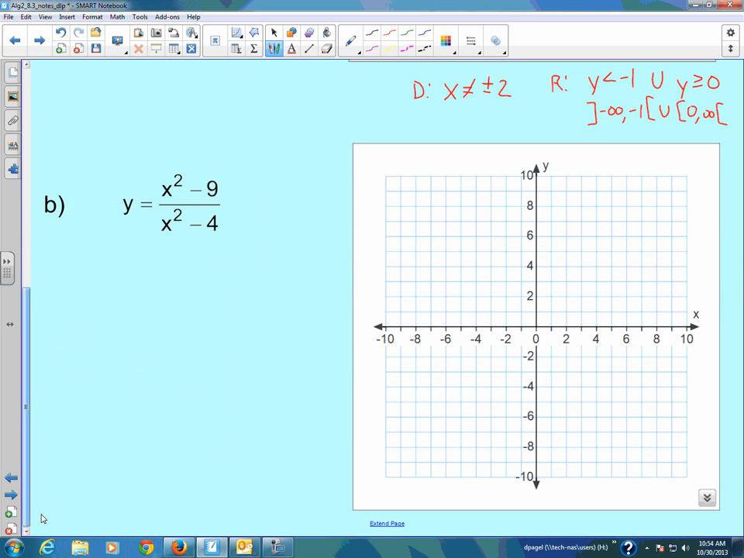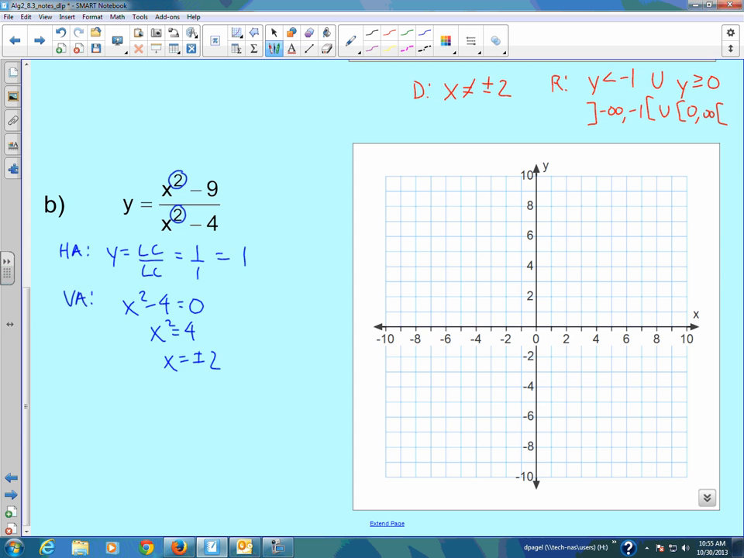Then we get something a little different here. Got a difference of 2 squares in the top and the bottom in this case. So once again, the degree of the functions are the same. So that means for the horizontal asymptote, I'm able to use the leading coefficient over leading coefficient, which is 1 over 1, which is just 1. Vertical asymptote, x squared minus 4 equals 0. So x squared equals 4. So x is equal to plus or minus 2.